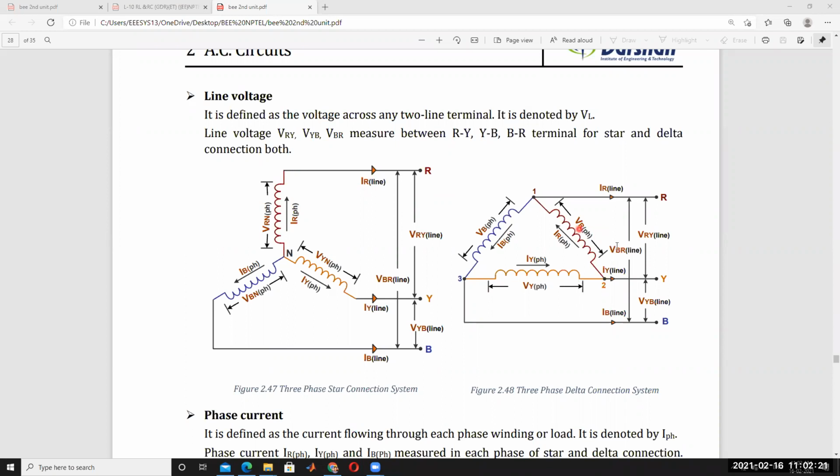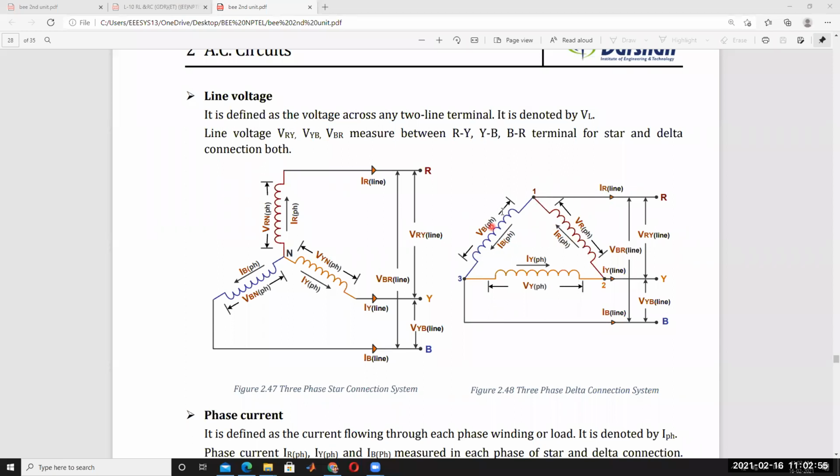But in a delta connected system, this line current leaves in this direction. The phase current leaves like this and enters like this. That means phase currents are not equal to the line currents in a delta connected system. This is called the line current, and these two are the phase currents. Understood? The entering current and the leaving current are different.